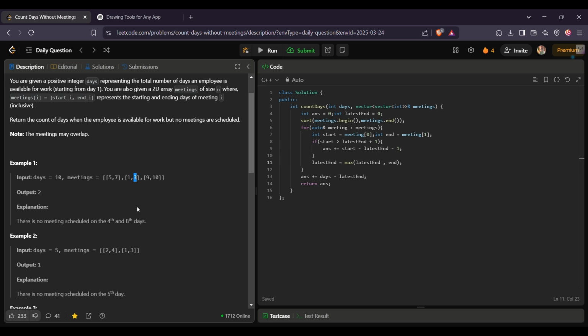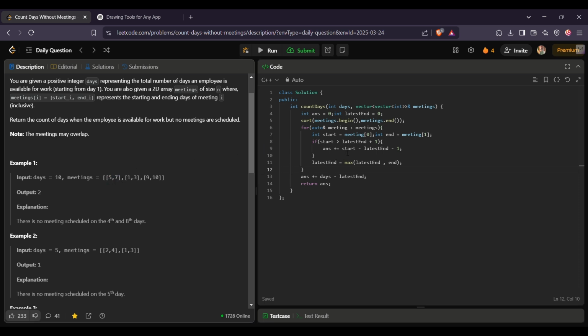What we are doing is checking if start, that is 1, is greater than latest end, which was 0, plus 1, that is 1. So 1 is not greater than 1. This if condition will not work, so we update latest end with the max of latest end and end, that is 3. Here you can see start and end defined. Then we move on to the next meeting, that is 5 7.